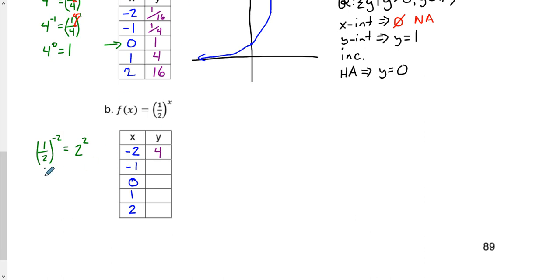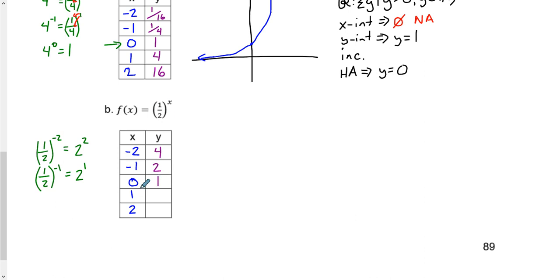If we do the -1, 1/2 to the power of -1, well, that 1/2 just flips our base. It's 2. The exponent just turns positive. 2 to the power of 1, and this one's 2. We know that 1/2 to the power of 0 is just going to be 1. Anything to the power of 0 is 1.